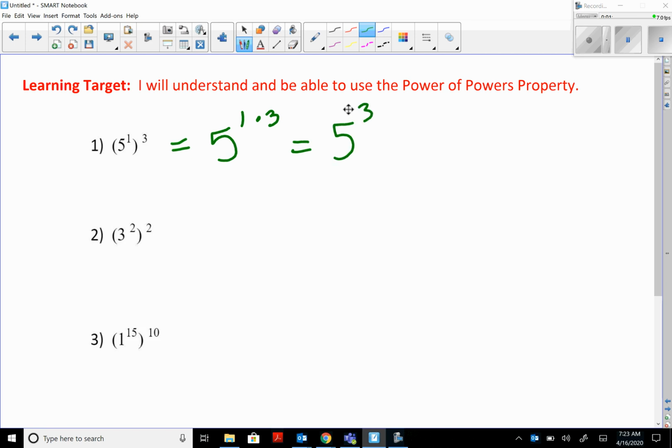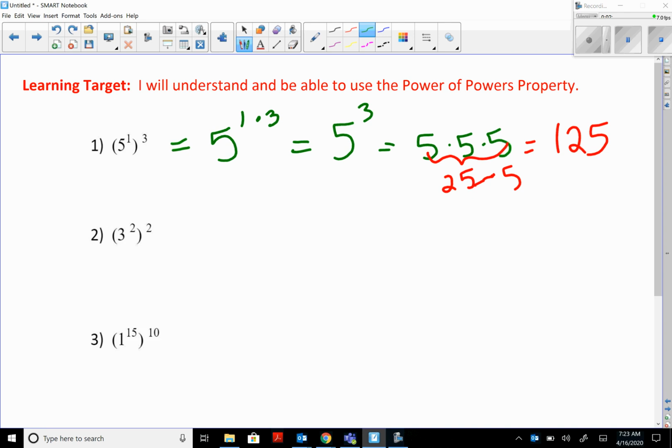And again, instead of just leaving it as a power, we're actually going to evaluate, which means we're going to multiply it out. Now, this is one of the ones that you probably memorized back before spring break, but just in case you didn't, it's 5 times 5 times 5. Oops, I said I was going to use a different color. Sorry about that. Let's do red. So 5 times 5 is 25, and 25 times 5 is 125. So our final answer for that number one is 125.